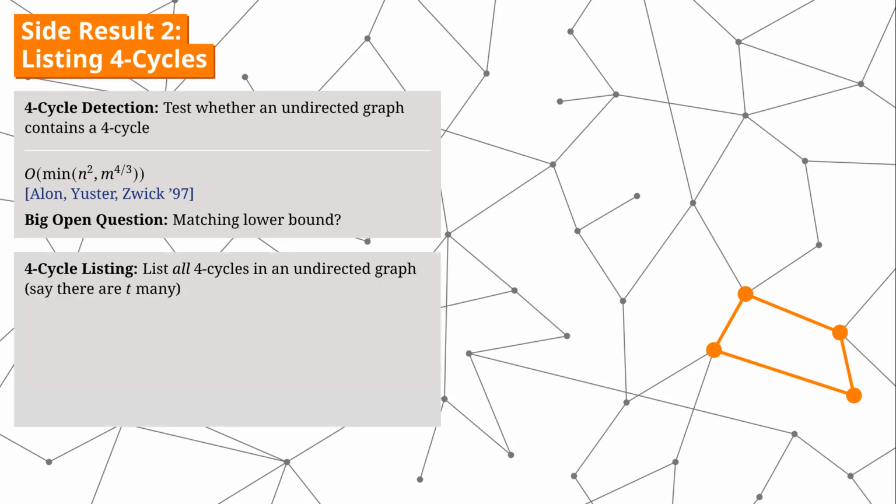However, in the 4-cycle listing problem, you're not only supposed to check whether the graph contains a 4-cycle, but you're supposed to list all of them. Let's say there are t many, then your output consists of a list of size t.